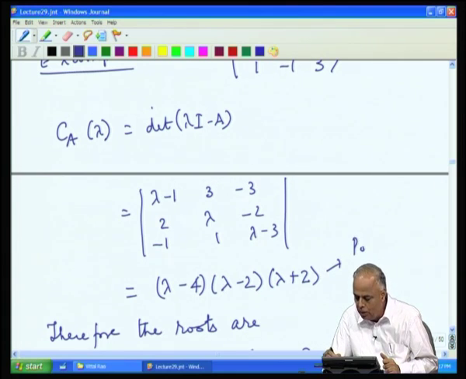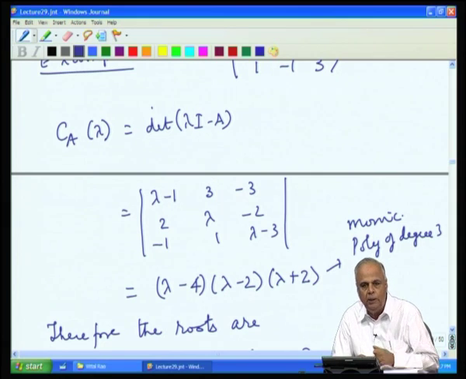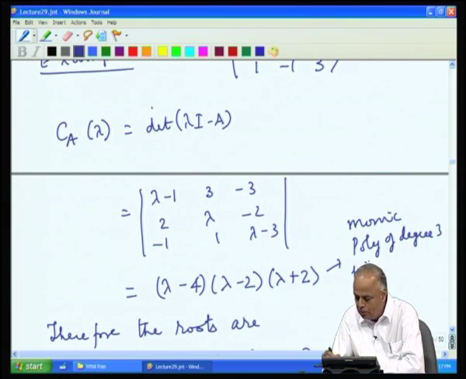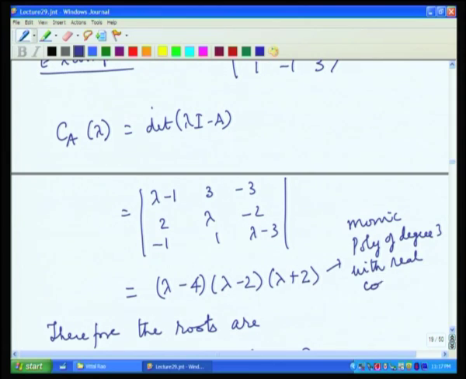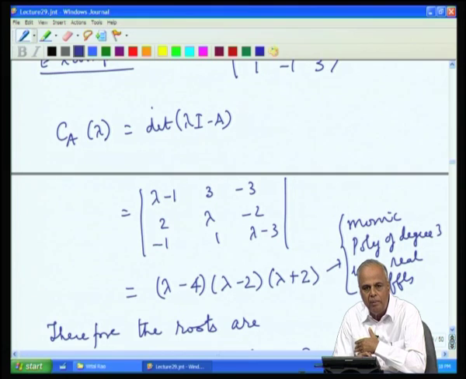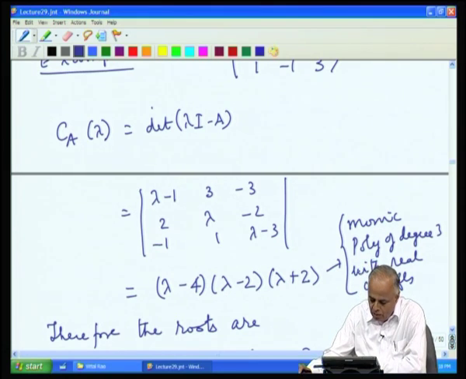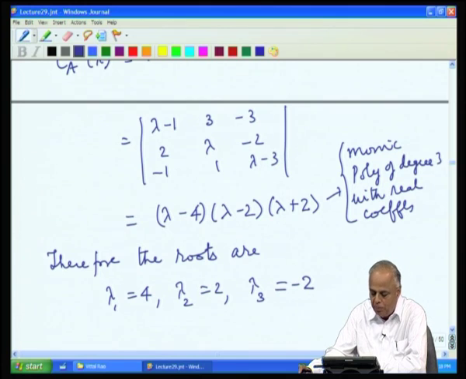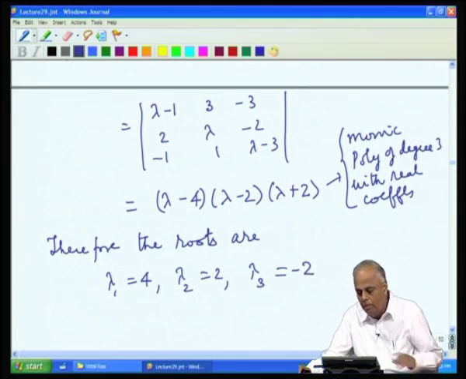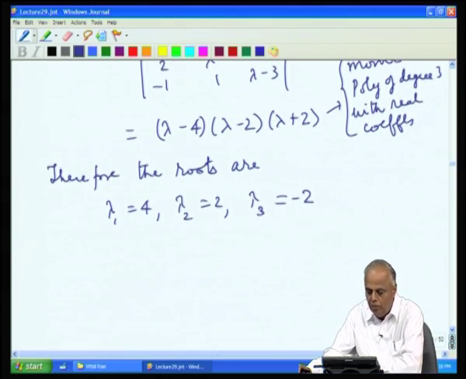Since the highest term is lambda cubed, it is a monic polynomial of degree 3, and everything involved is real, so it has real coefficients. So, the characteristic polynomial is a monic polynomial of degree 3 with real coefficients. The degree is 3 because we are dealing with a 3 by 3 matrix. If we deal with an n by n matrix, our degree will be n. Therefore, the roots of this characteristic polynomial, namely 4, 2 and minus 2, are the eigenvalues of this matrix.